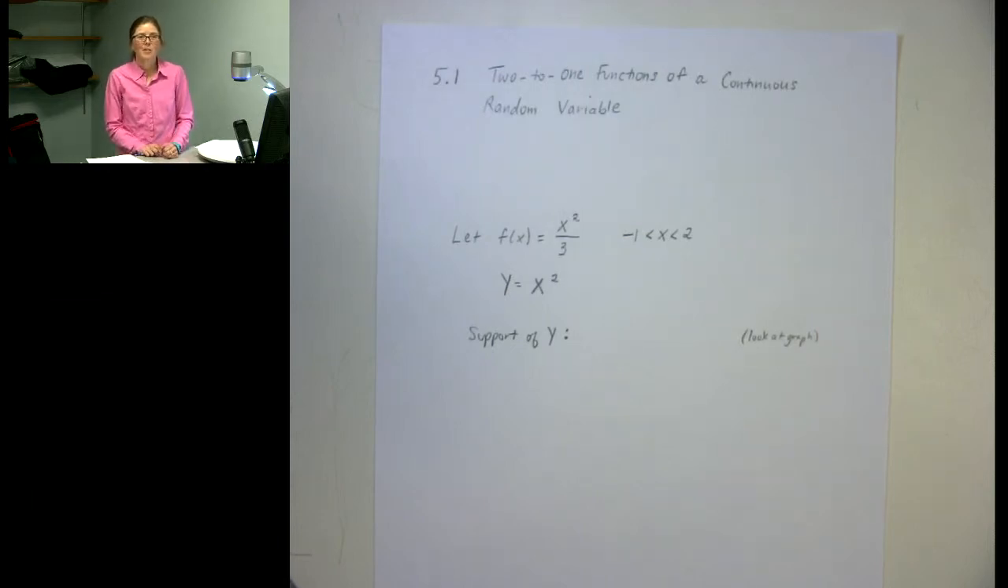Hi, welcome to the third video for section 5.1. This video is going to focus on finding distributions when we're looking at 2-to-1 functions of a continuous random variable.